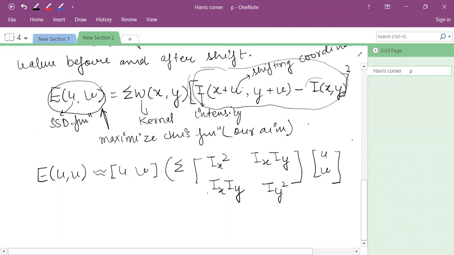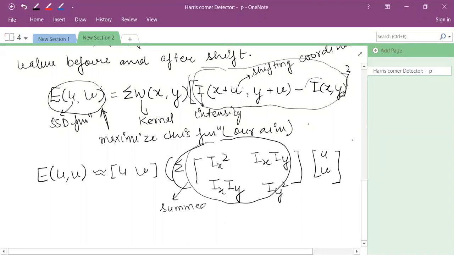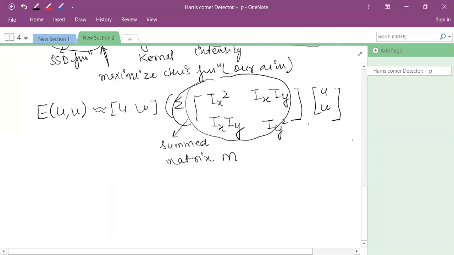So this is the matrix representation by using the Boolean term, and this entity is represented as a summed matrix M. You can see this one. So in the short form, the equation can be represented as UV, your M, and UV.